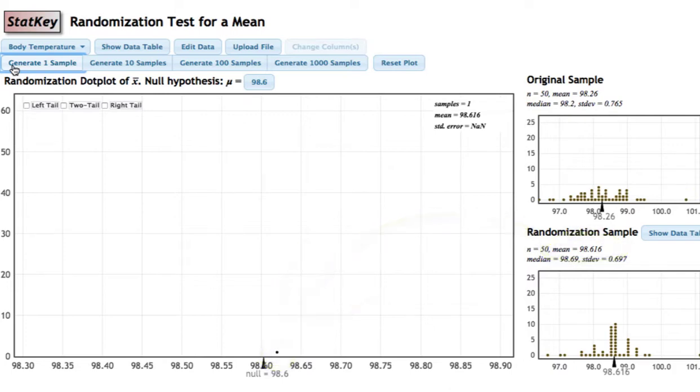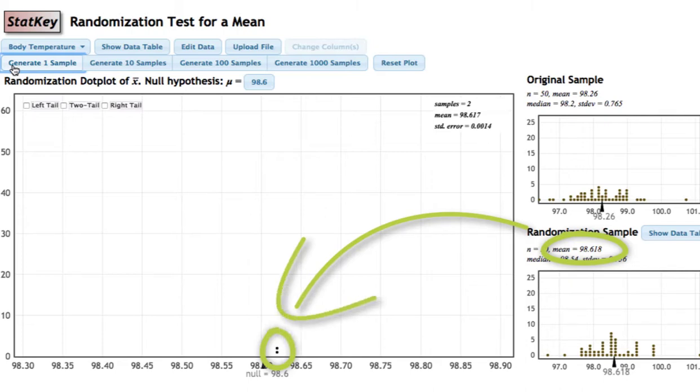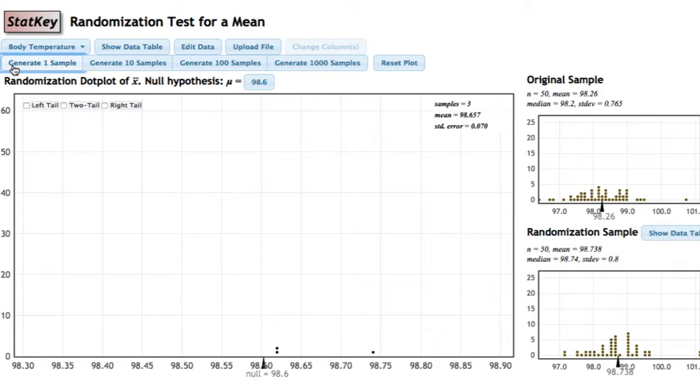Let's take a second randomization sample. This sample has a mean of 98.618. This is also plotted on the randomization dot plot. We could continue to take randomization samples, and in each case, the mean of our randomization sample would be plotted on the randomization dot plot on the left.